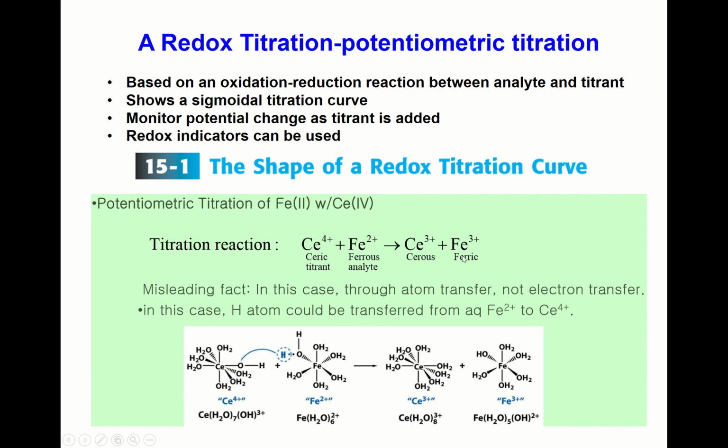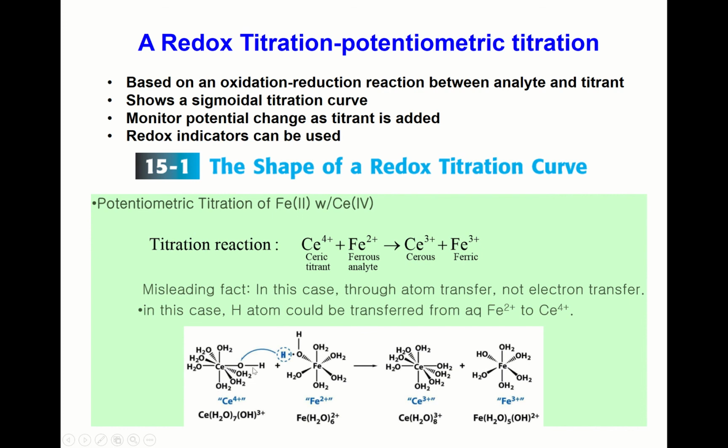Although this is quite a simple electrochemical reaction, the actual situation is not that simple. Now look at this figure. In aqueous solution, the ceric ion is surrounded by water molecules. Water molecules are now acting as what? As a ligand, as a Lewis base. So there are 1, 2, 3, 4, 5, 6, 7.